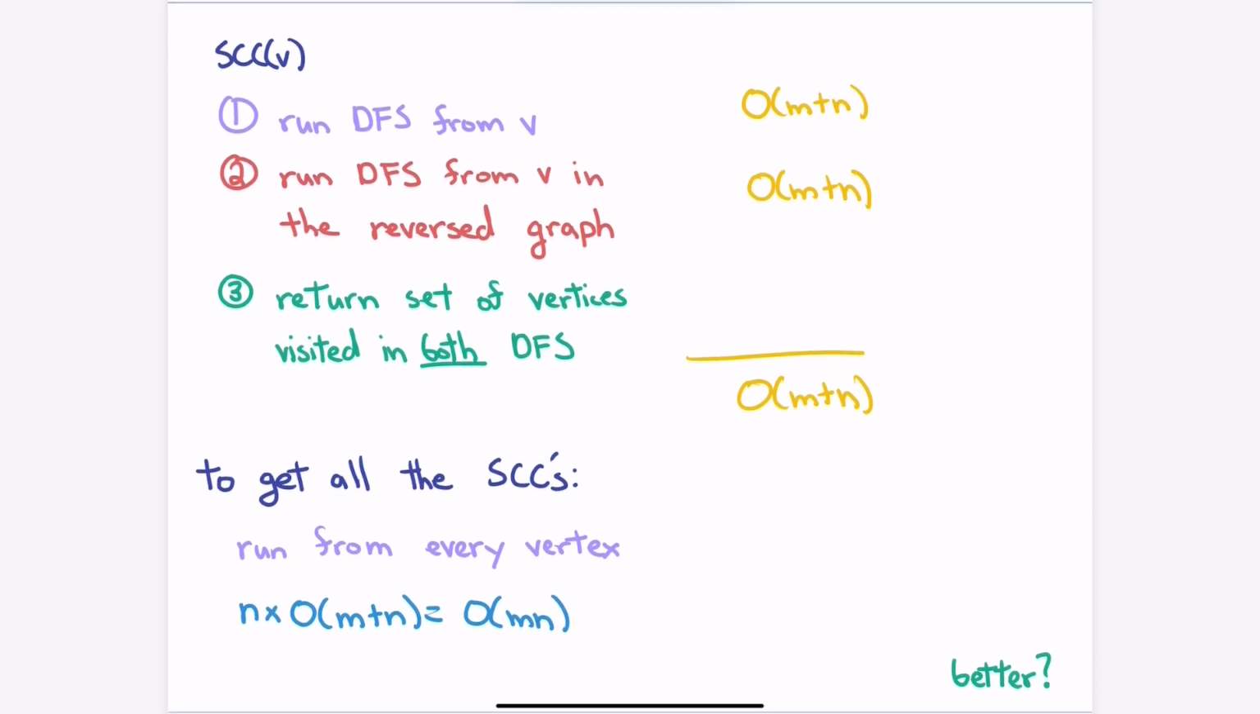Now, that's nice because one strongly connected component is going to take m plus n time. And now if I want to get all of them, I'll need something like mn time. Let's say m is at least n, right? Because for every vertex I might have to search a lot of vertices and then find out that very few of them come back.